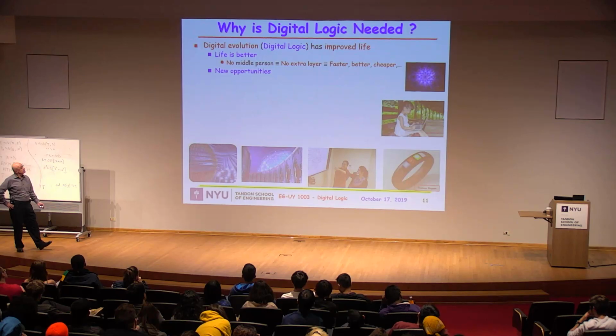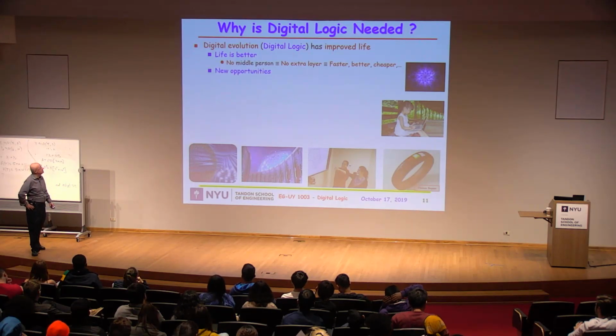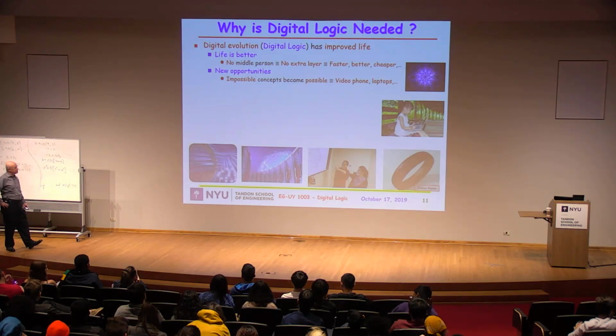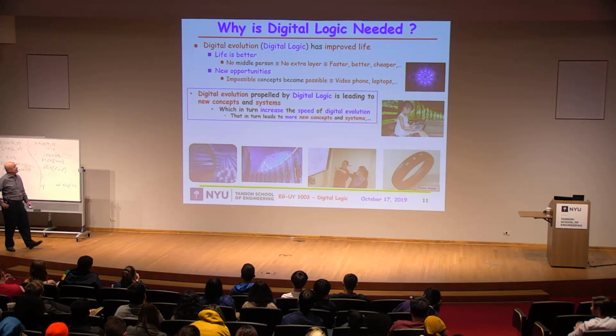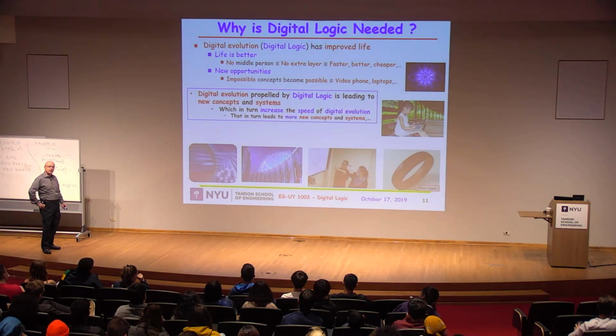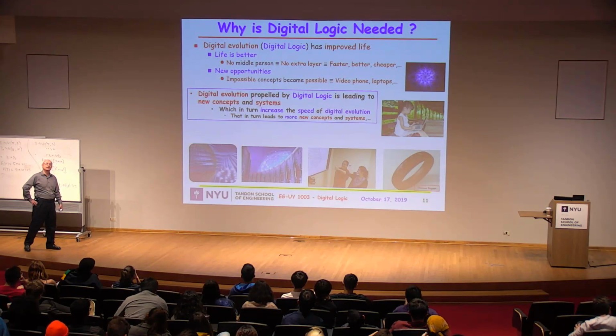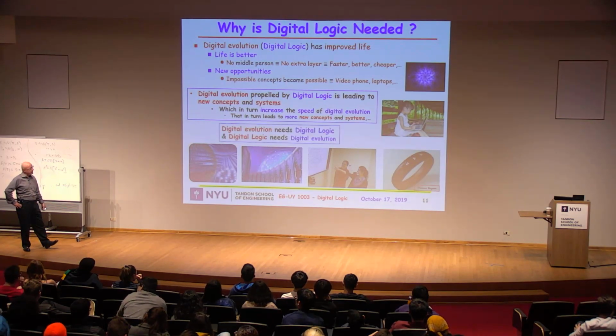All right? But let's go back here. If you are getting rid of the middle person, some people are losing jobs. So that is a side effect, everybody. So some people are not with jobs. But there are also new opportunities. Impossible concepts become possible, everybody. And so digital evolution, propelled by digital logic, is coming up with new concepts and systems. They in turn increase the speed of digital evolution, which in turn leads to more new concepts and systems. So this is a vicious cycle, right? So they need each other.